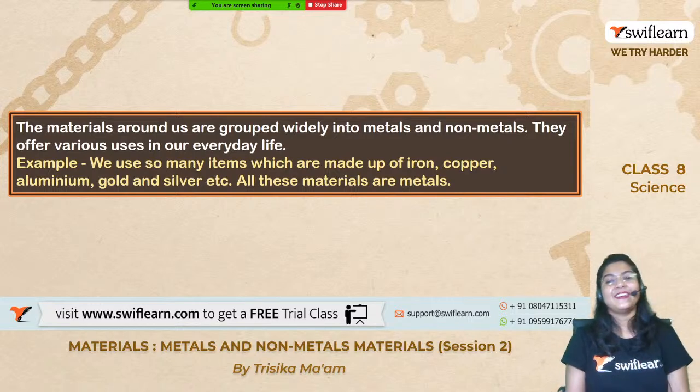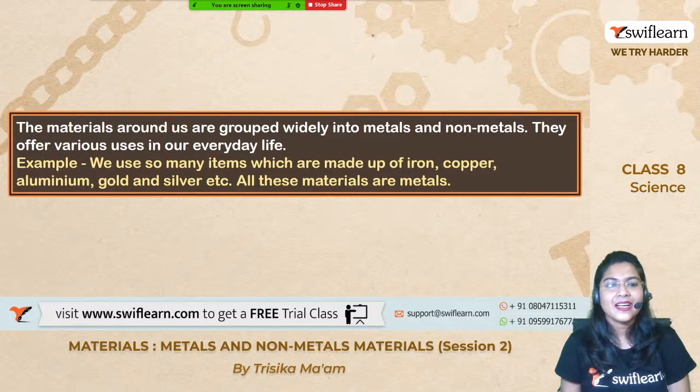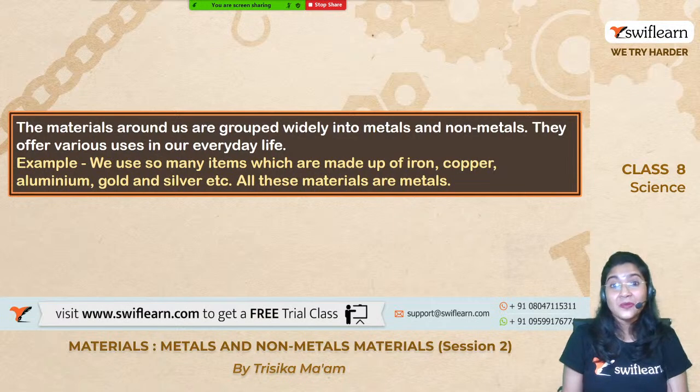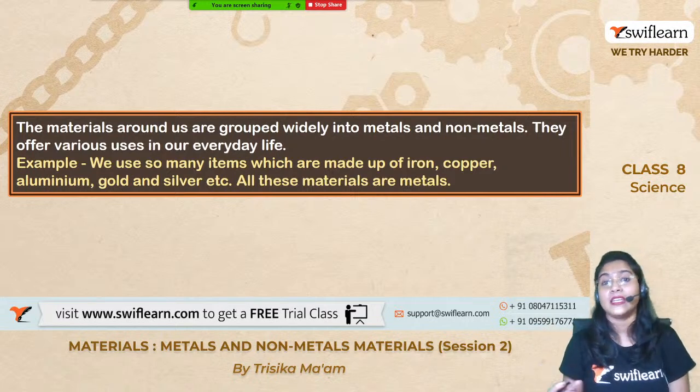Okay, so can you give me some examples of metals? Very good. Iron, copper, aluminium, silver, gold, platinum, these are all metals, right? So all these materials are metals and we use them every day in our daily activities.